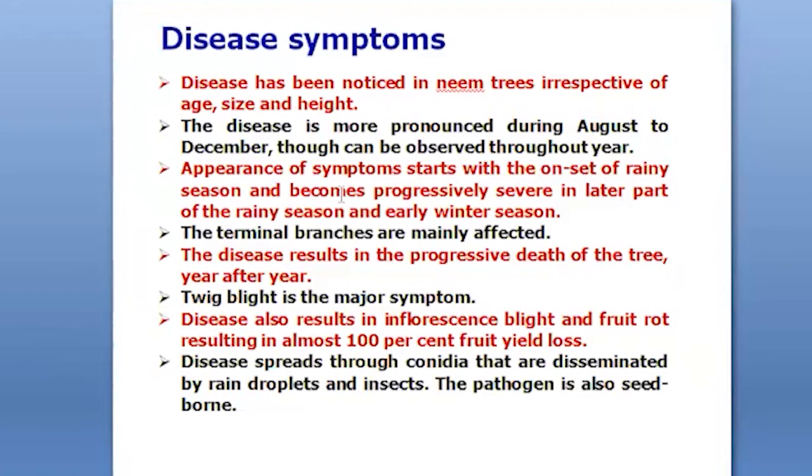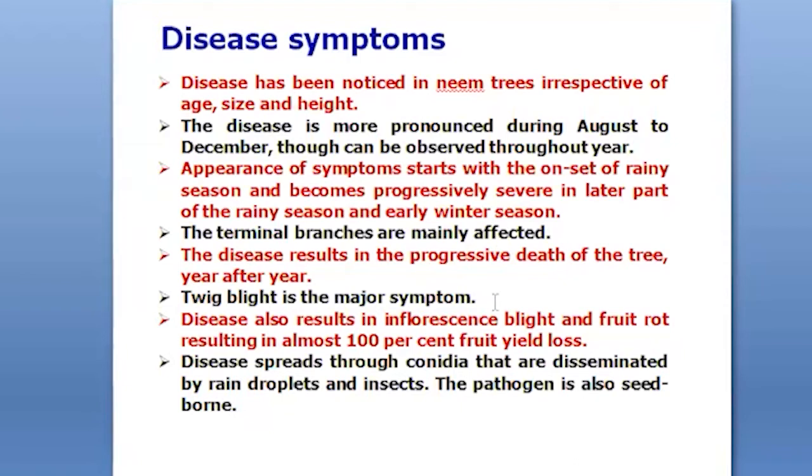Majorly, as I told just now, irrespective of the age, size, and height, the disease is known to occur, and it is most pronounced during August to December, though observed throughout the year. Mostly these symptoms start with the onset of the rainy season, later become severe, and continue up to the winter season. Initially the terminal branches are affected, and the disease results in progressive death of the tree. We can see many trees have almost succumbed to death also.